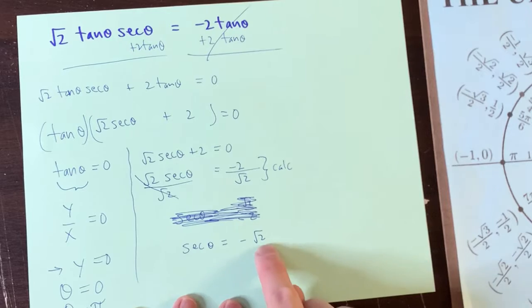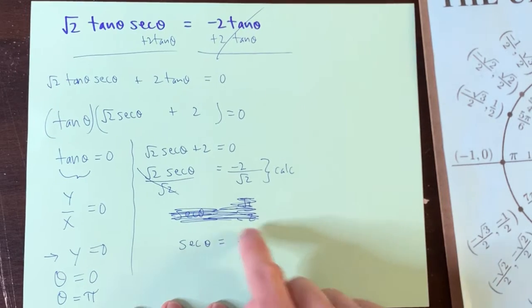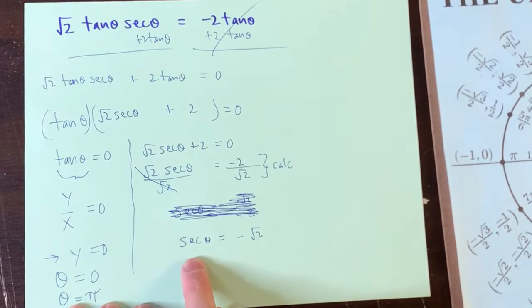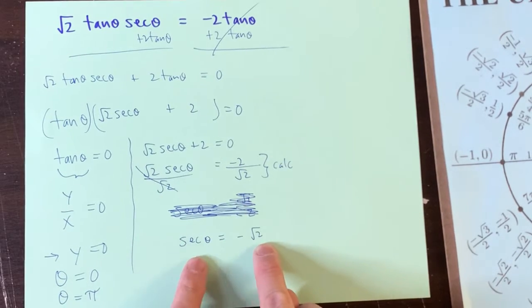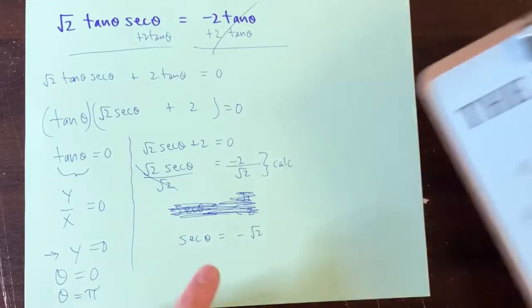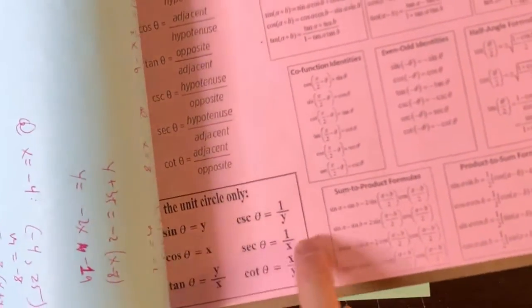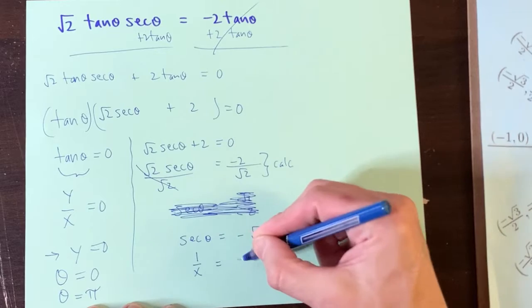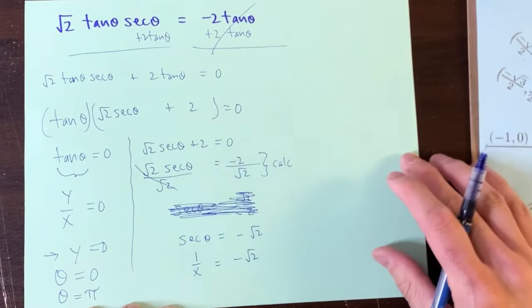Type this into a calculator, and it'll say that right there. Ignore the typo. So this is what we have. All right, we have secant alone. Calculator said this. Now, what are we going to do with secant? Secant is like 1 over x. So secant, this is like 1 over x equals negative square root 2.